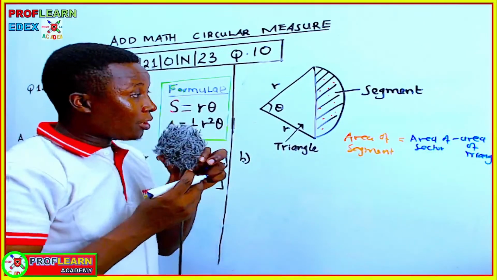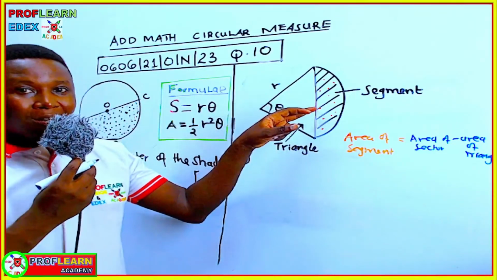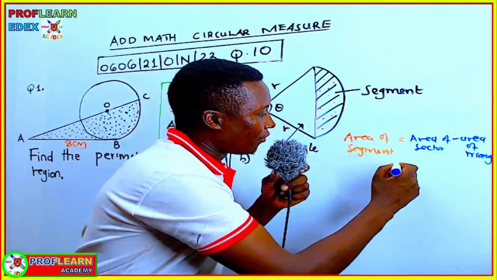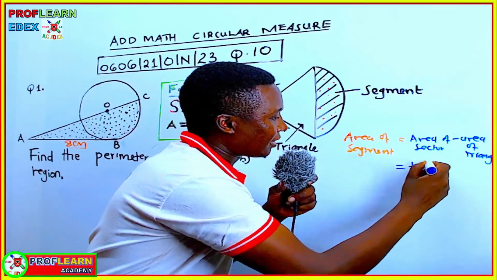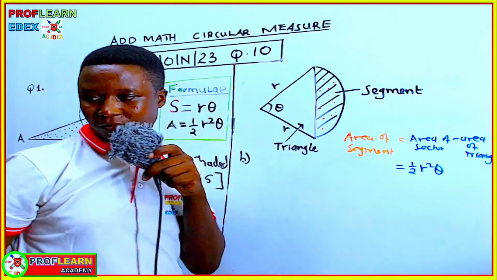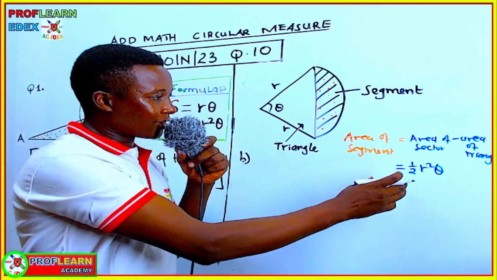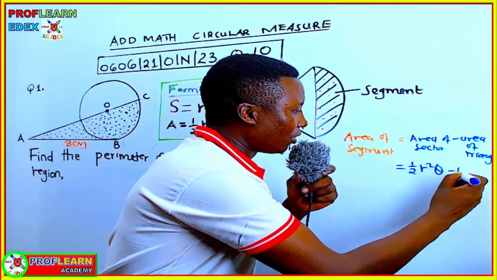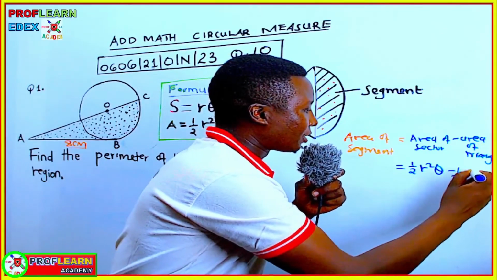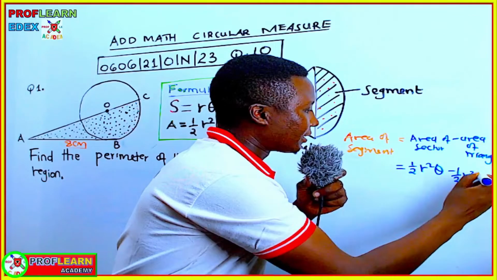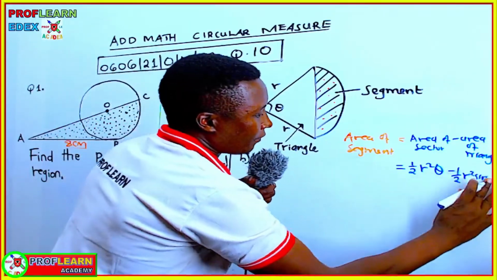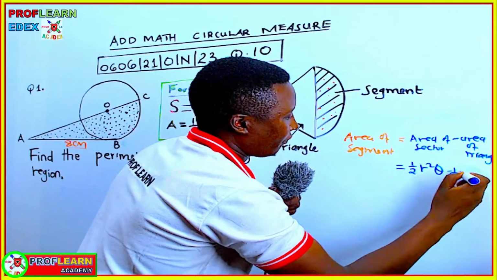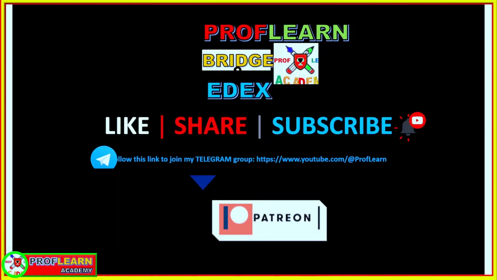For you to work out the area of the segment, you need to work out the area of the sector, then you subtract the area of the triangle. Area of a sector is a half r squared theta, minus area of a triangle, which is a half r squared sine theta. Where are we getting that from? Remember, area of a triangle is a half ab sine theta over this shape.